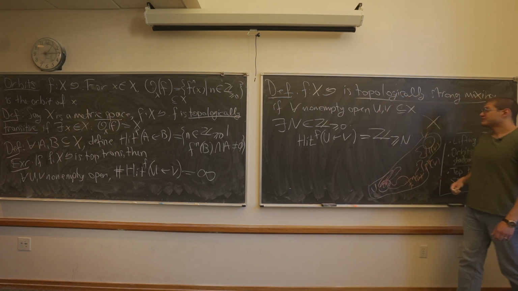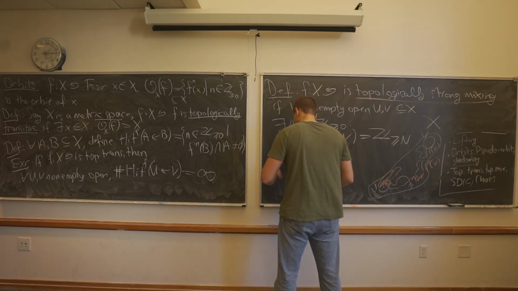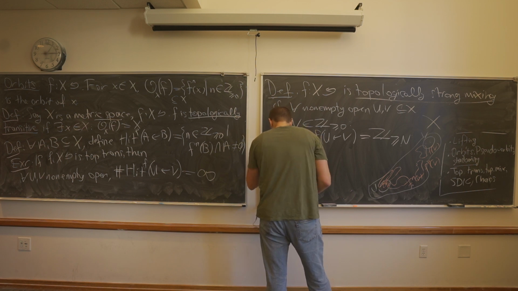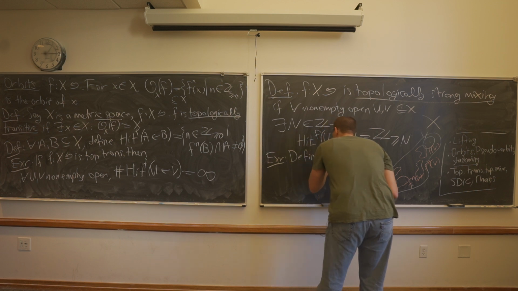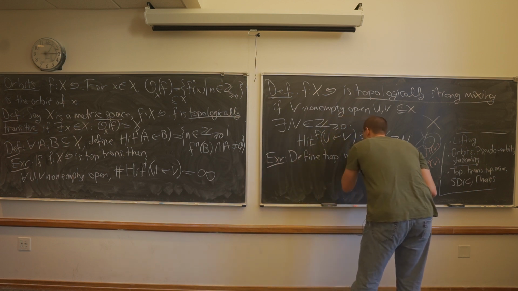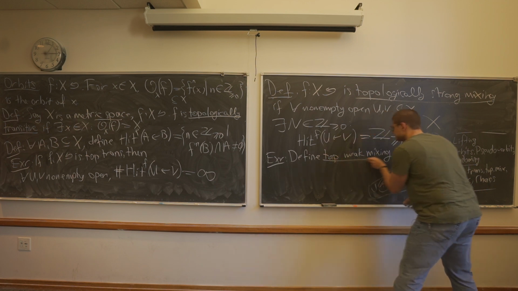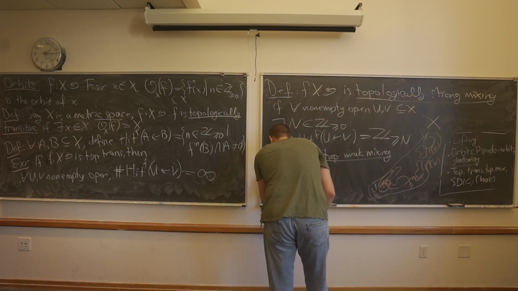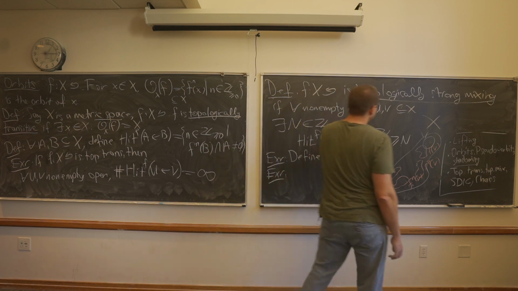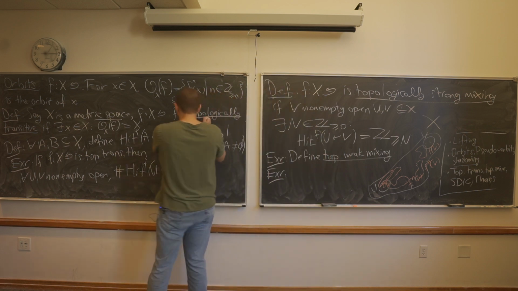Now there's also weak mixing. I'll leave that to you to find. So define topological weak mixing. Once you define this, show that topological strong mixing implies topological weak mixing, which in turn implies topological transitivity.